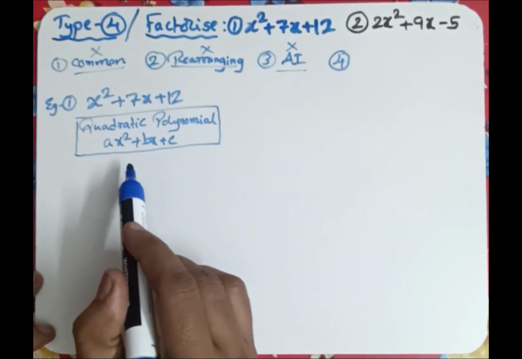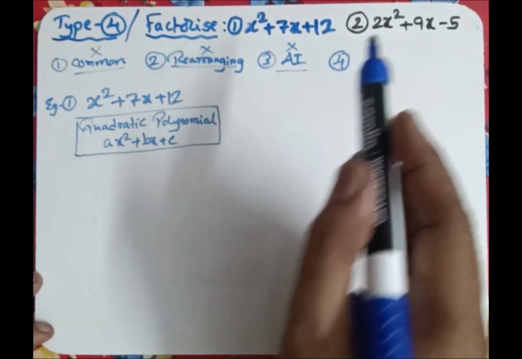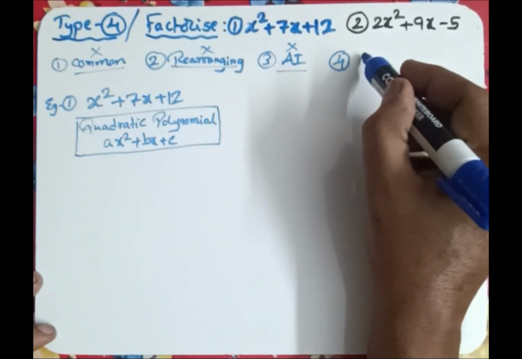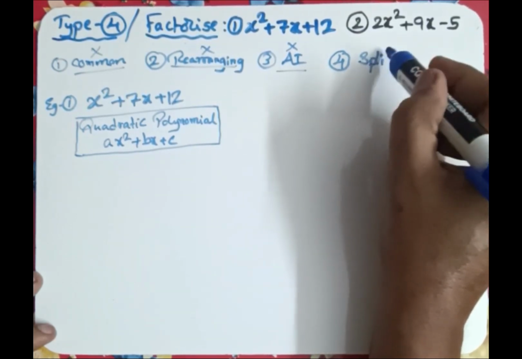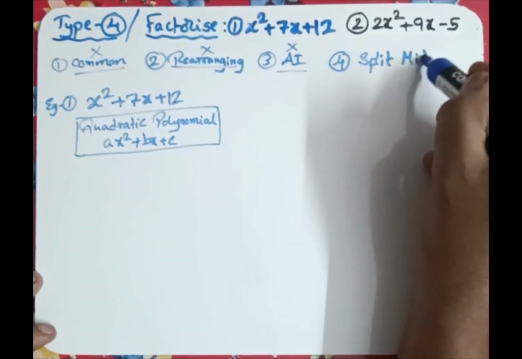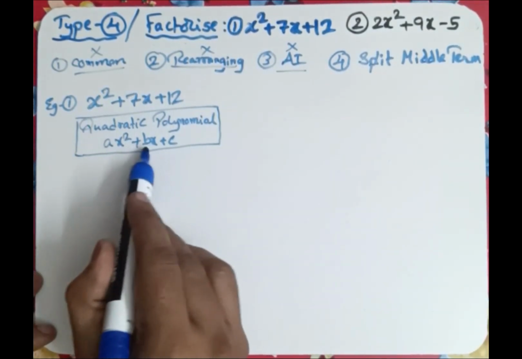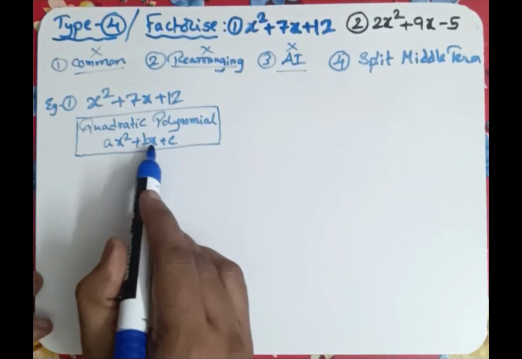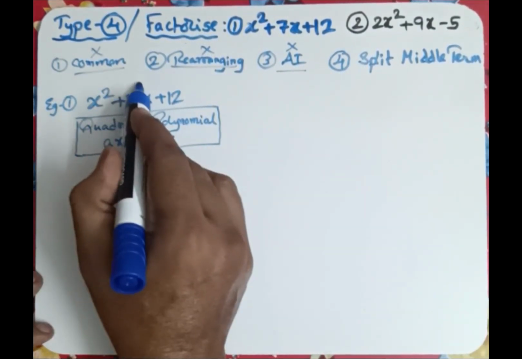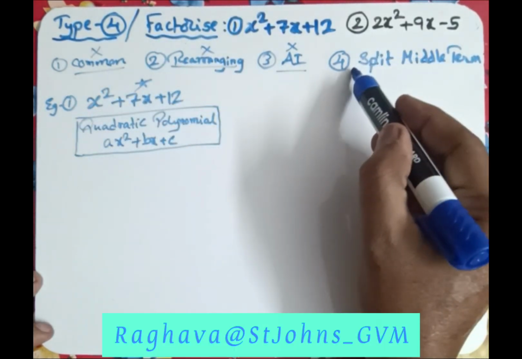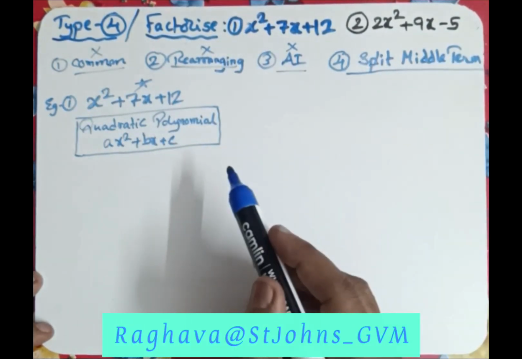Okay friends, so whenever we get this one, we go for type 4, that is, we are going to split the middle term. Middle term is nothing but the x term. Always remember, the middle term is nothing but the x term. Okay friends, this is very important. So we are going to go with this.